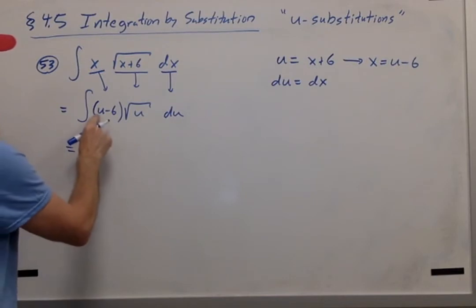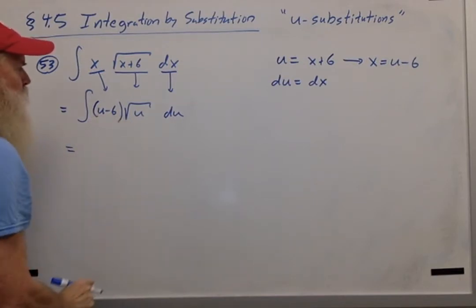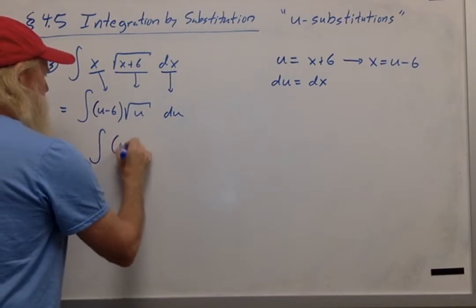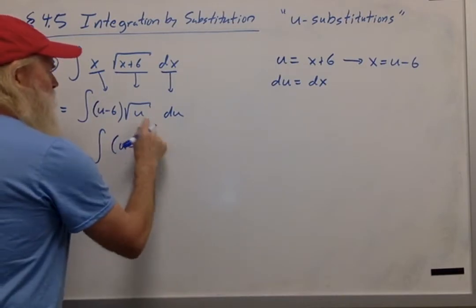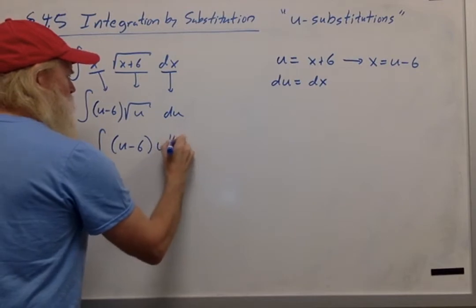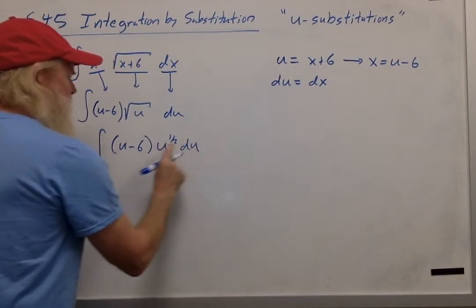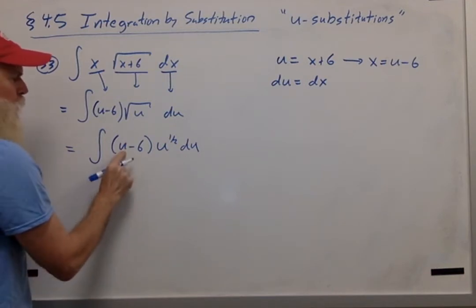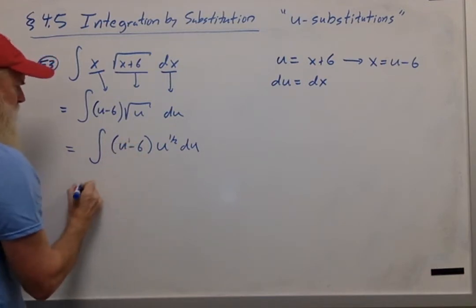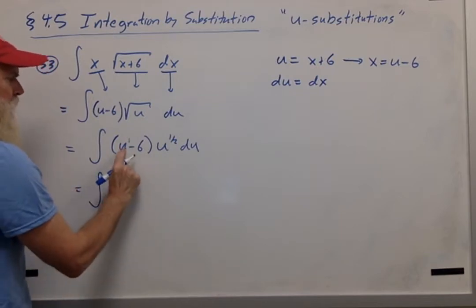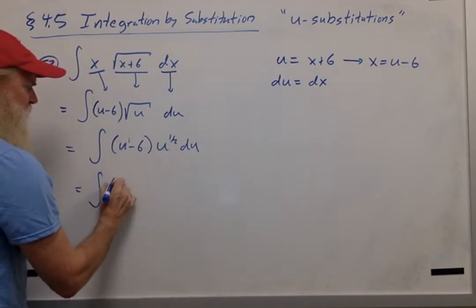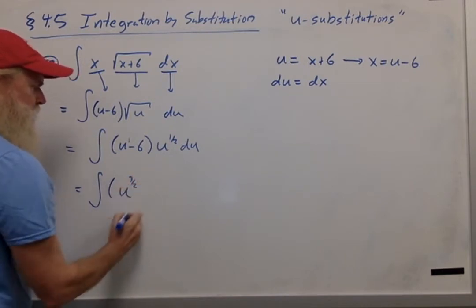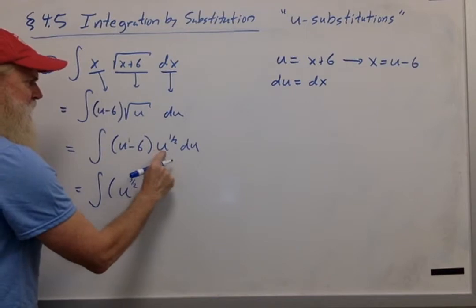And now how can we integrate u minus 6 times the square root of u? Well, we've seen problems like this before. We'll rewrite the square root of u as u to the 1/2 power, and then we'll distribute that across this binomial. Remembering that u is the same as u to the 1st power, when I multiply u to the 1st times u to the 1/2, that gives me u to the 3/2, minus 6 times u to the 1/2.